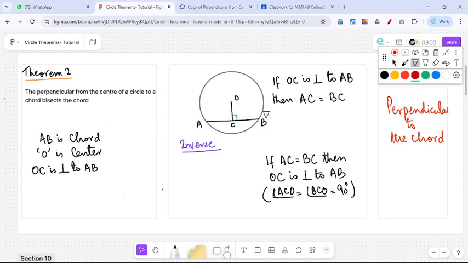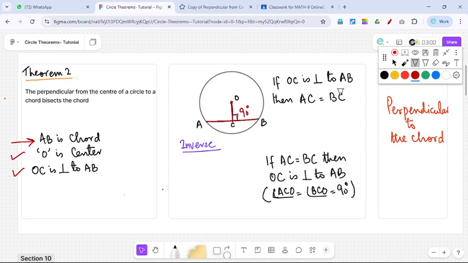That AB is a chord. So if this is the circle, AB is our chord, O is the center, and OC is perpendicular to AB. So this line segment OC is perpendicular to AB, which means this angle BCO is 90 degrees because it is perpendicular.